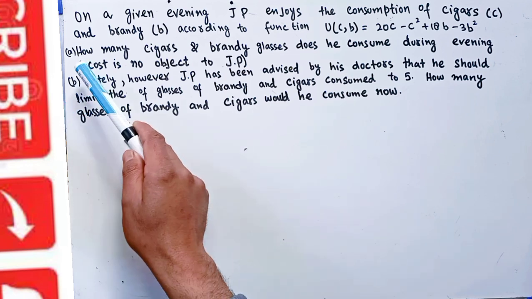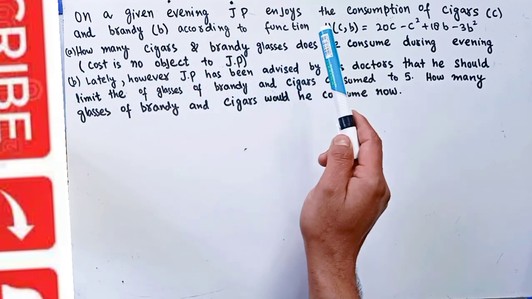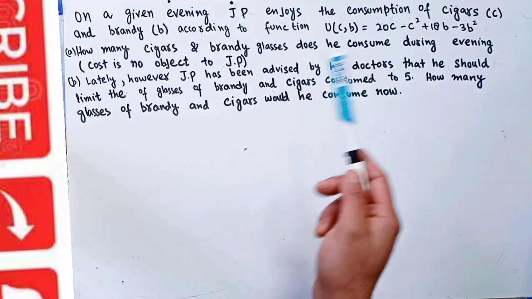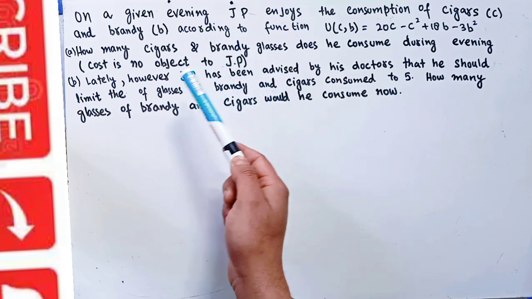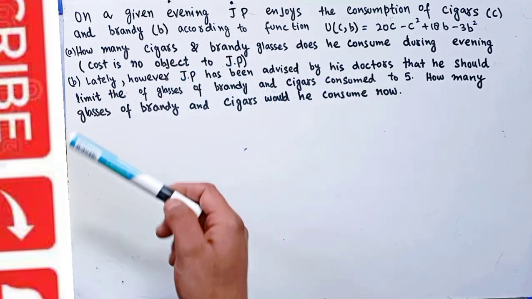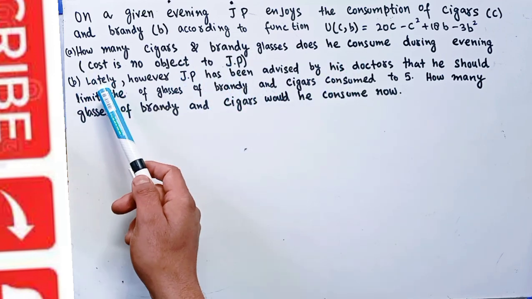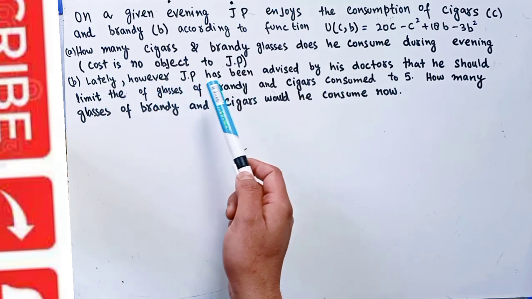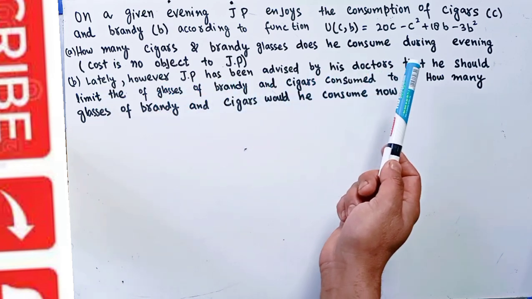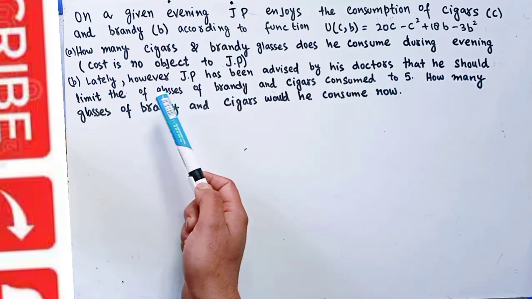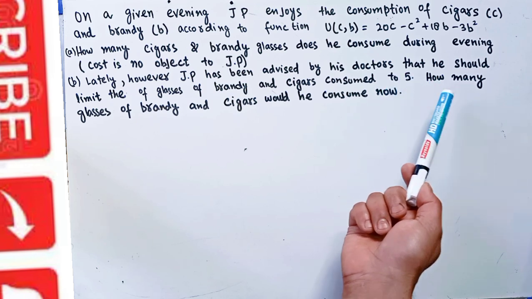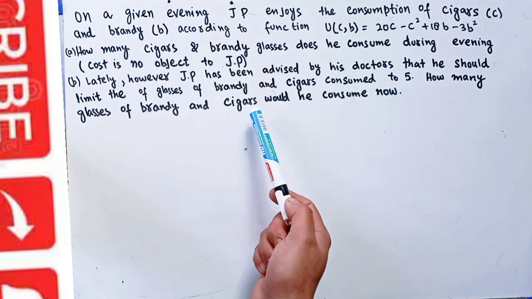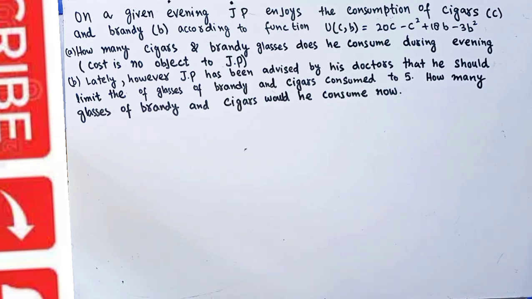We have to find out how many cigars and brandy glasses he consumes during the evening, and we are being told that cost is no object to JP. He doesn't care about the cost at all. Second, lately, however, JP has been advised by his doctors that he should limit the glasses of brandy and cigars consumed to 5. We need to find out how many glasses of brandy and cigars he would consume now. Okay, so we have two questions and let us solve it one by one.